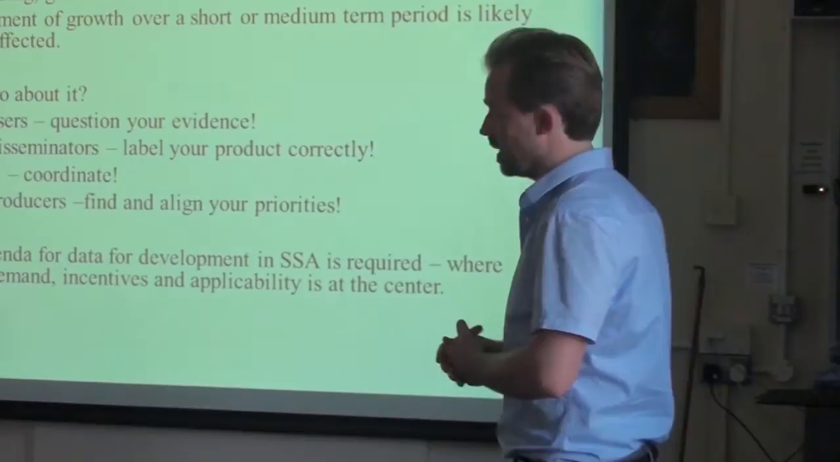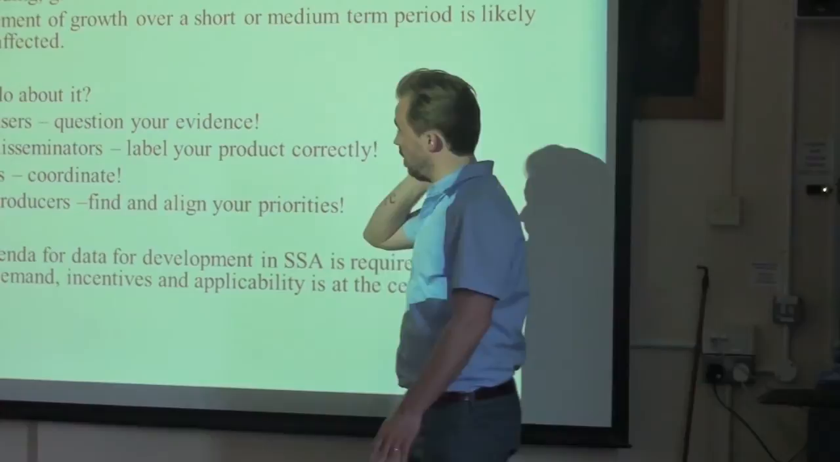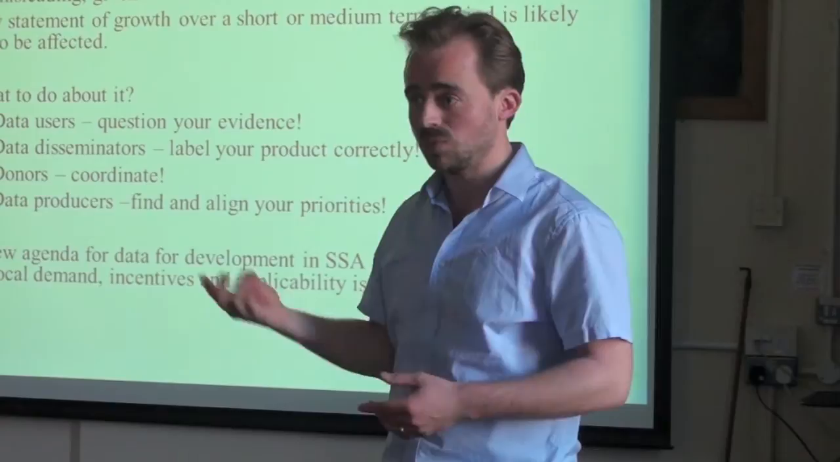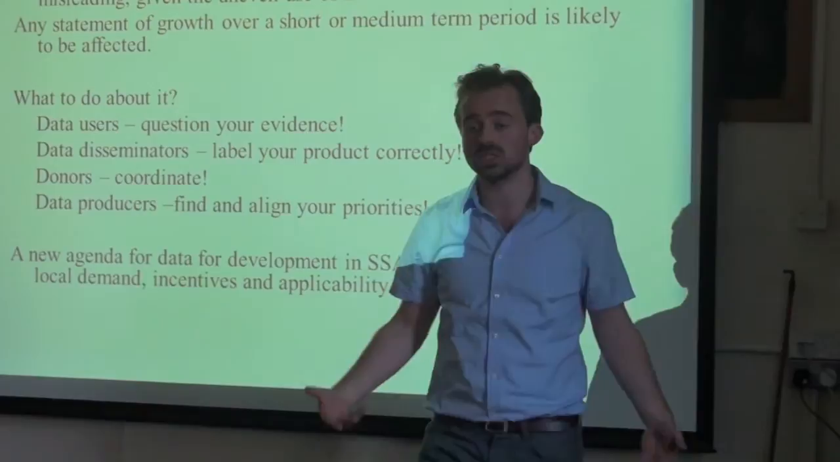I think for data users, you need to question your evidence, of course. As any sound historical investigator, you would like to do some source criticism: who produced this data, under what conditions, were they biased when they produced the data, and so forth. Data disseminators have some way to go. The World Bank needs to label their product correctly.